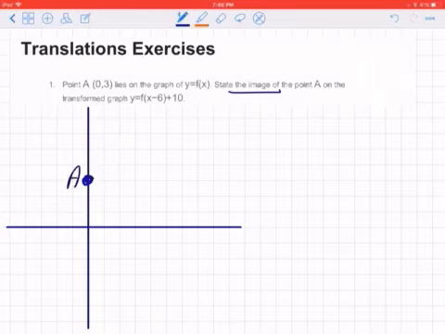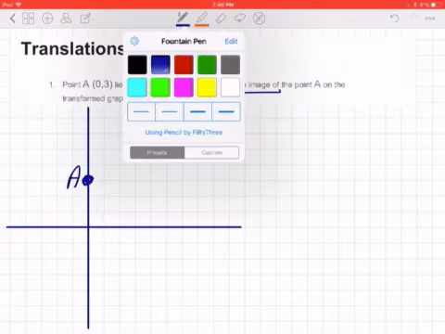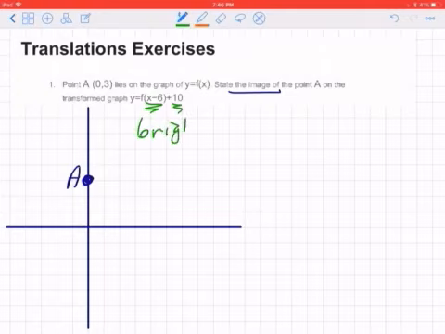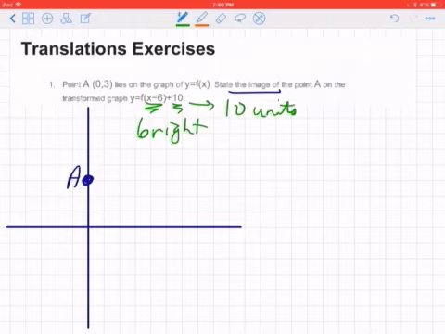We want to state the image for y equals f(x minus 6) plus 10. So y equals f(x minus 6) plus 10. What that's going to tell us is that this is going to be translated or moved 6 units to the right, and this one's going to tell us 10 units up.